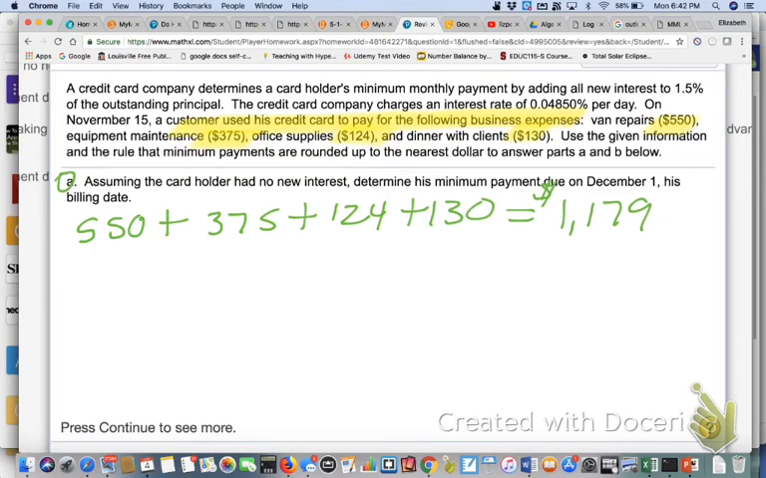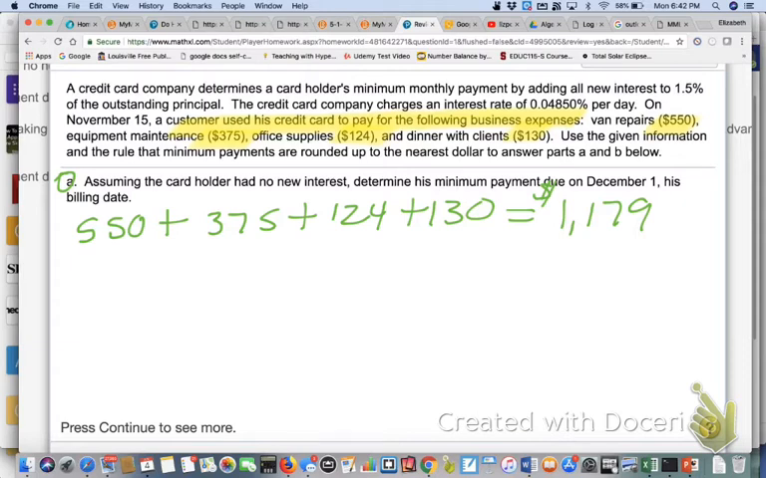Now, part A says, assume he had no new interest. In other words, he didn't have a balance on his card before he borrowed this money. Determine his minimum monthly payment on December 1st. As we all know, as long as you didn't have a balance before, and you pay off your credit card at the end of every month, they don't charge you interest.